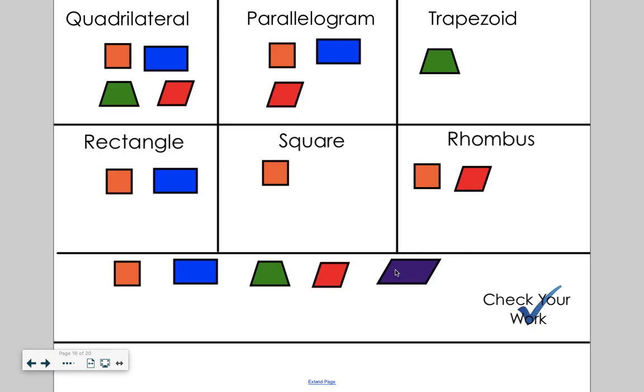Let's look at this. This shape is called a parallelogram. So we know it's a quadrilateral because it has four sides and has two sets of parallel lines. Is it a trapezoid? No, because it's a parallelogram. These are always going to be separate. A rectangle has 90-degree angles. That doesn't have 90-degree angles. A square has all sides equal and 90-degree angles. That doesn't have that. And a rhombus has all four sides equal. So that does not have that.